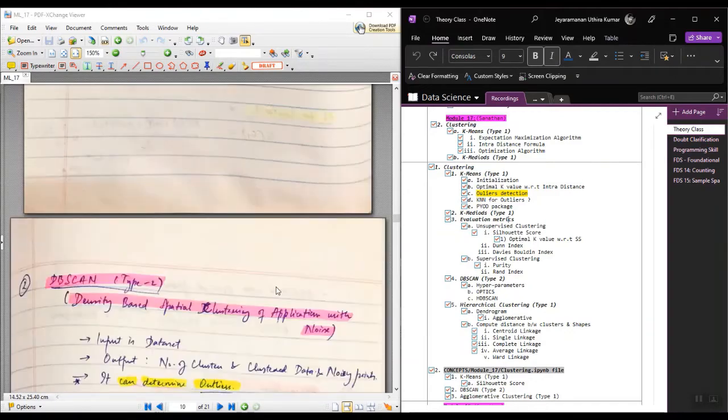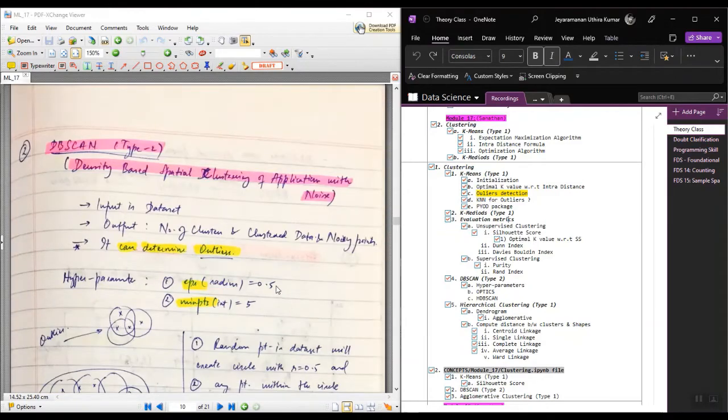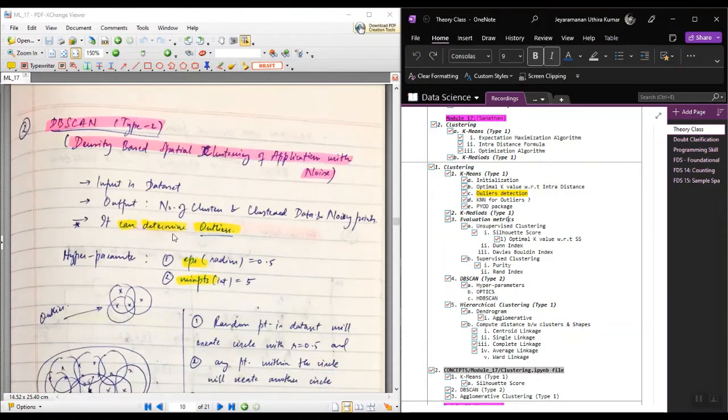So next we will talk about the second type of clustering algorithm, in which we don't specify the number of clusters we need. It is called DBSCAN, which stands for density-based spatial clustering of applications with noise. The output of this is the number of clusters and the classified data set, and it will also give us noisy points. One good thing about this algorithm is that it can determine the outliers.